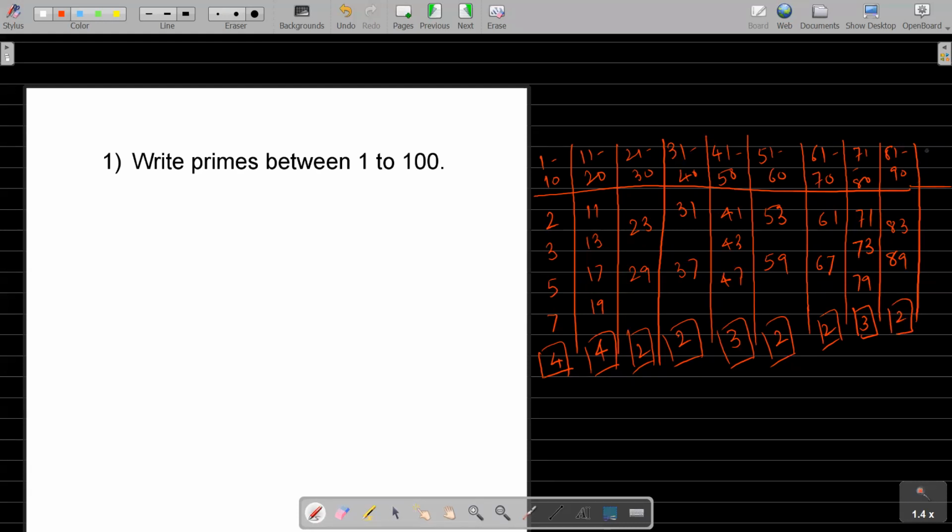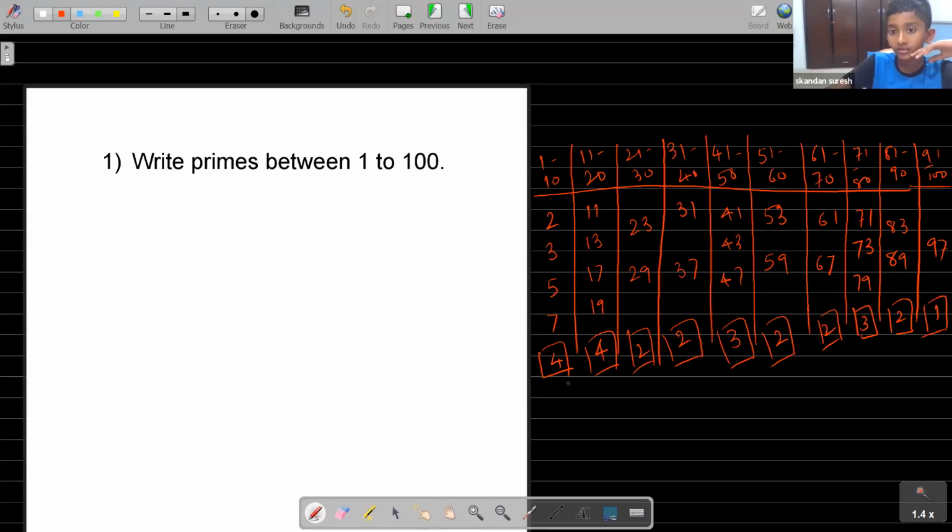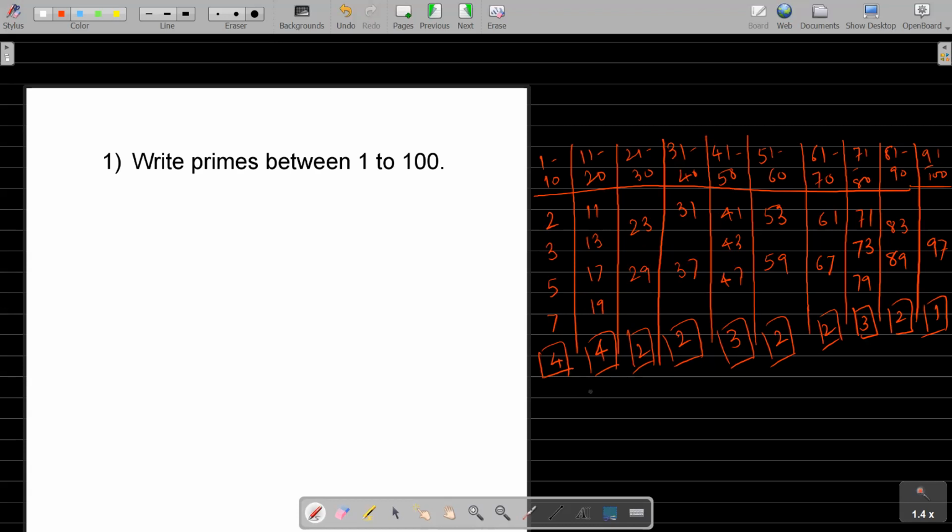And 91 to 100, there is only one prime: 97. 91 is divisible by 7. 13 sevens are 91, so it's not prime. What about 99? 11 nines are 99. 99 is also divisible by 3, by 9 and by 11.